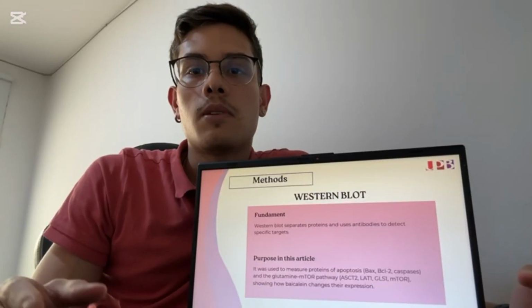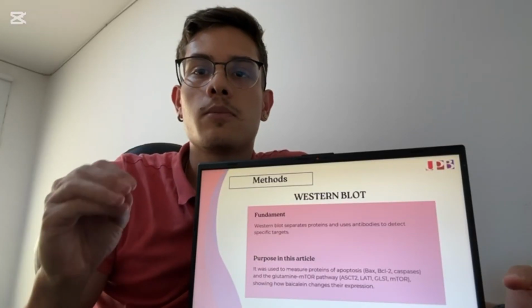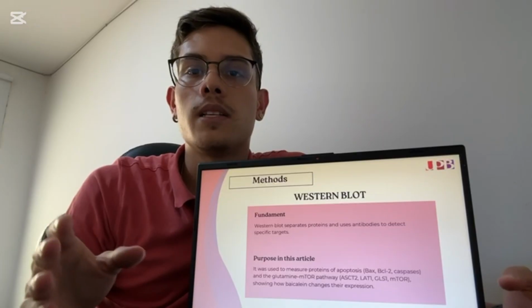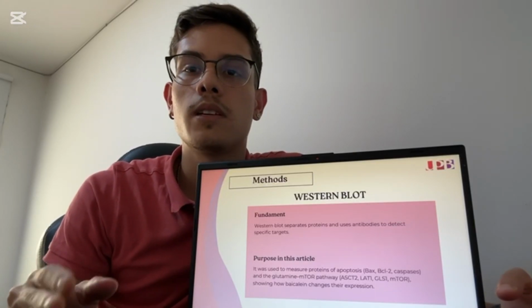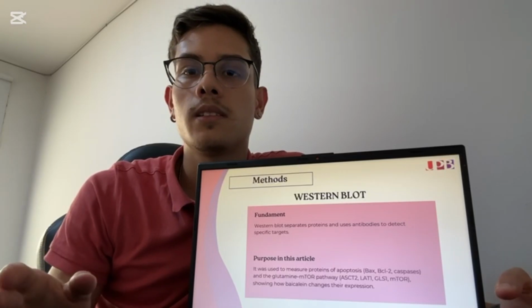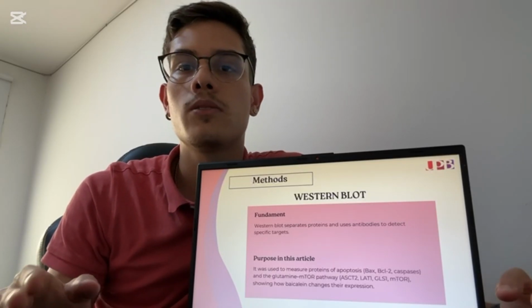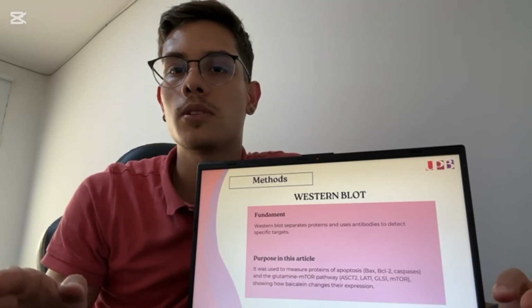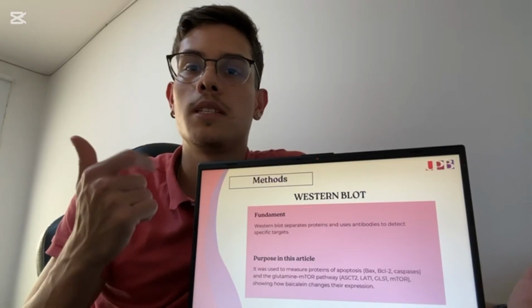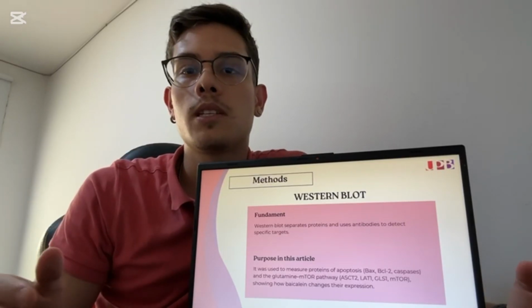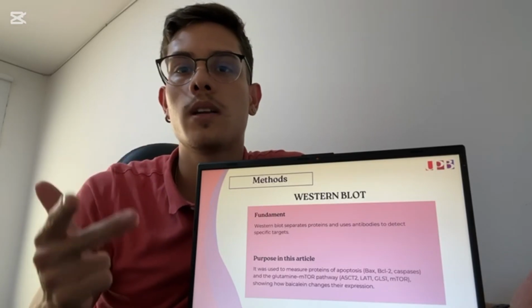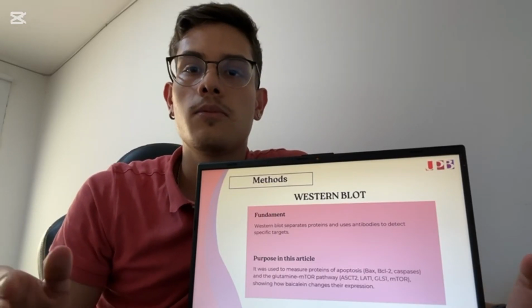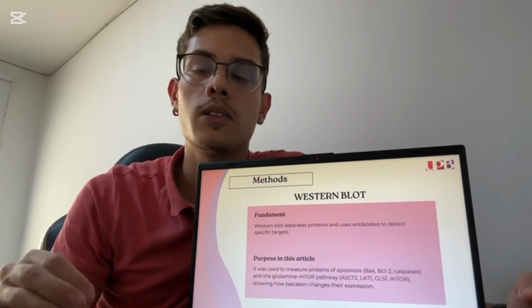The fundamentals of the Western blot: it detects specific proteins. It separates proteins by gel electrophoresis and then uses antibodies to identify the protein of interest. In this study, Western blot was used to measure proteins linked to apoptosis, for example, BAX, BCL2, caspase, and to the glutamine mTOR pathway, for example, ASCT2, LAT1, GLS1, and mTOR. It shows if Baicalin changes their expression in lung cancer cells.